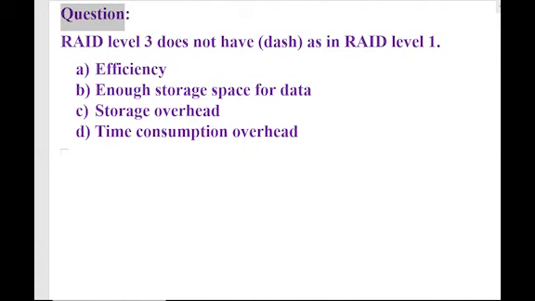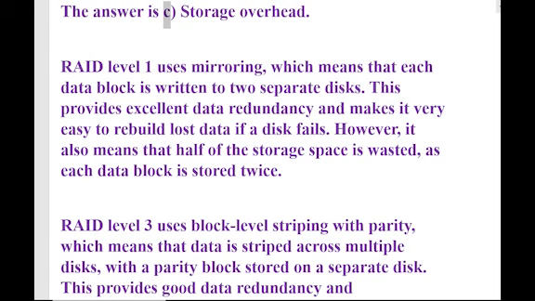Question. RAID level 3 does not have dash as in RAID level 1. Efficiency. Enough storage space for data. Storage overhead. Time consumption overhead. Your time starts now. 5, 4, 3, 2, 1. The answer is C, storage overhead.